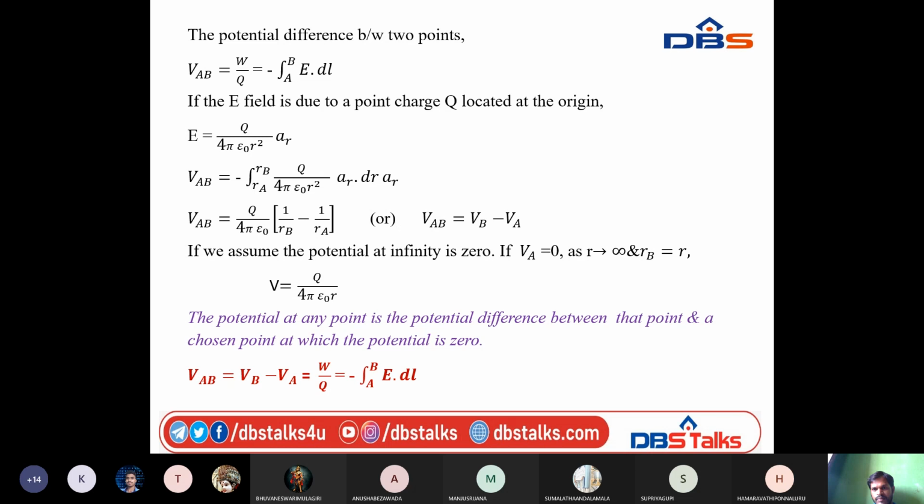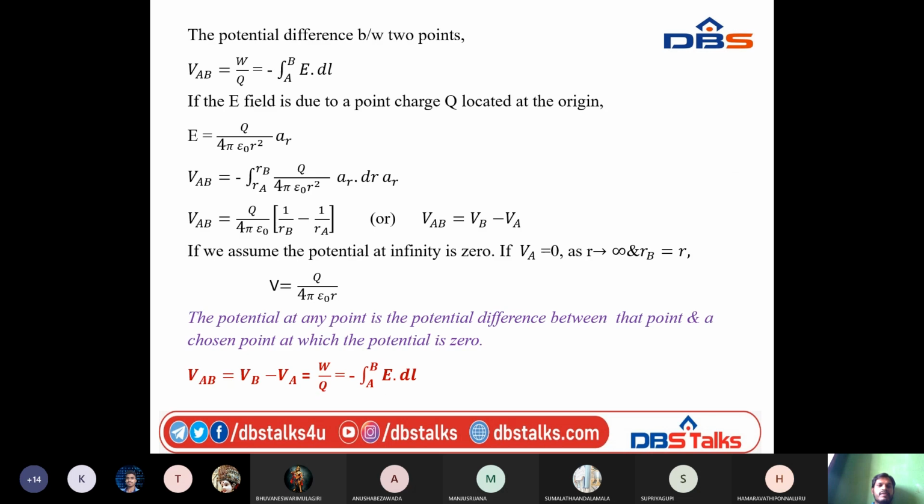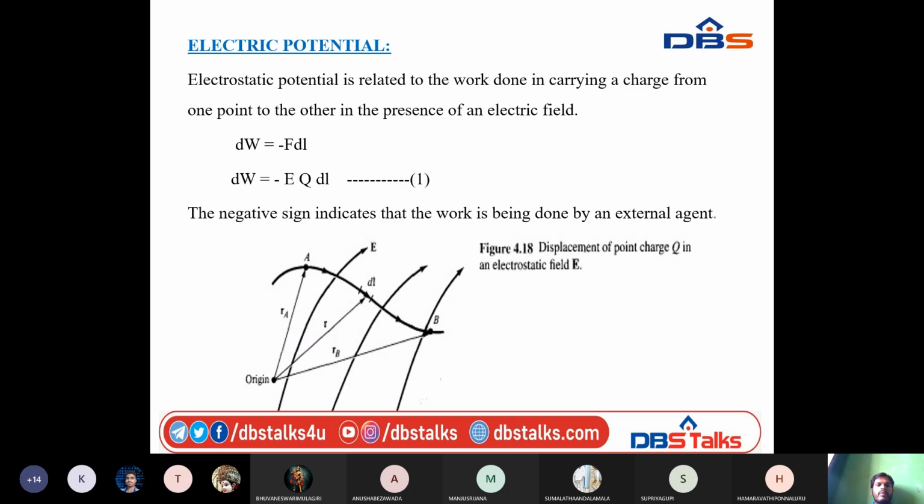Any doubts? Okay. So this is the electric potential. Let me extend my concept, because there will be a number of charge carriers. Here I am assuming only from RA to RB, but I want to shift my point from A to C, A to D, A to F, or A to E.